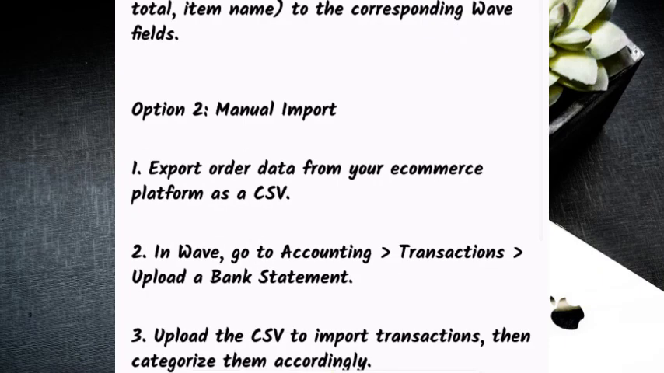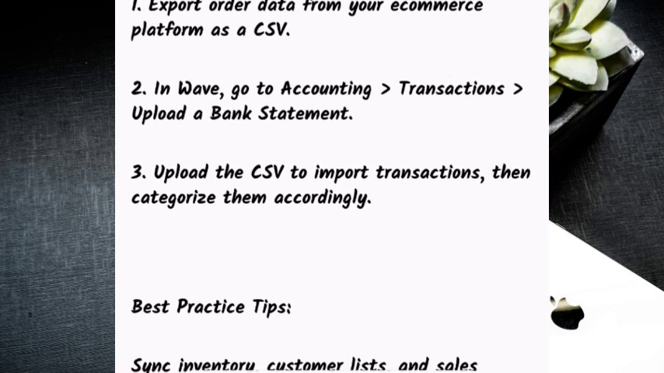The second option is manual import. You can export data from your e-commerce platforms as a CSV, and then in Wave, go to accounting, transactions, and upload a bank statement. Upload the CSV to import transactions, and then you can go ahead and categorize them accordingly.